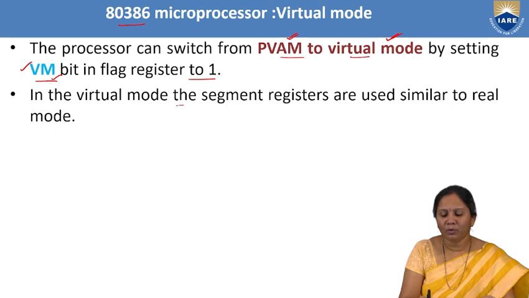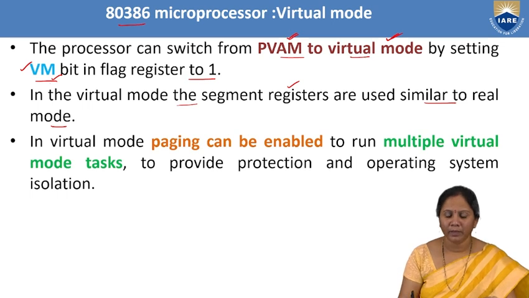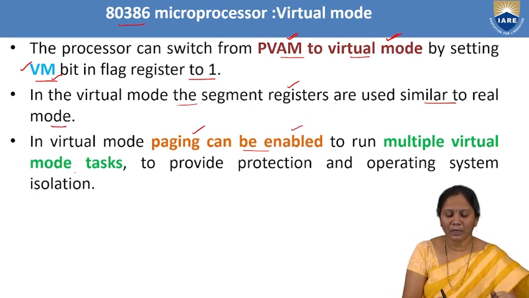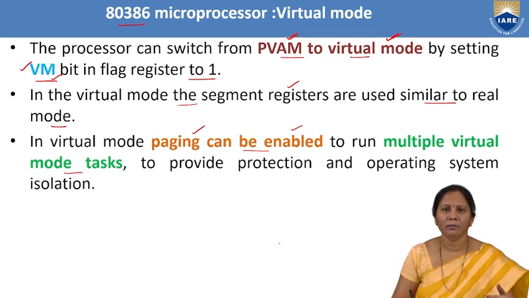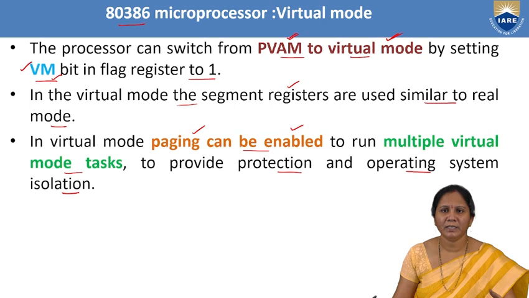Now, in the virtual mode, the segment registers are used similar to the real mode. In the 80386 microprocessor also, we have 4 segment registers: code segment, stack segment, data segment and extra segment. When it is operating in the virtual mode, it can use the same 4 segment registers as in the 8086 microprocessor. In virtual mode, paging can be enabled. What is the main purpose of paging? Multiple operations and multi-users. If paging is enabled, multiple tasks can be executed by multi-users. With the help of enabling paging, we can provide protection and operating system isolation. This is the main purpose of enabling the paging unit.